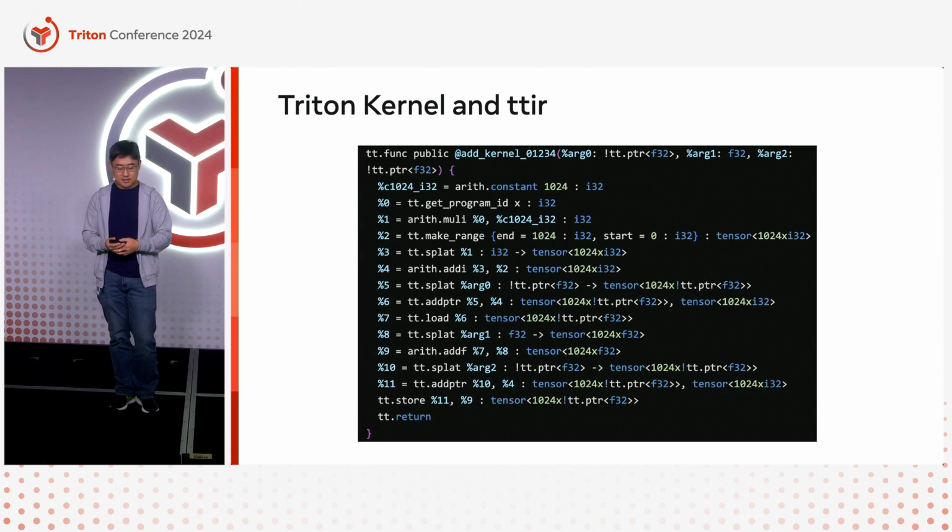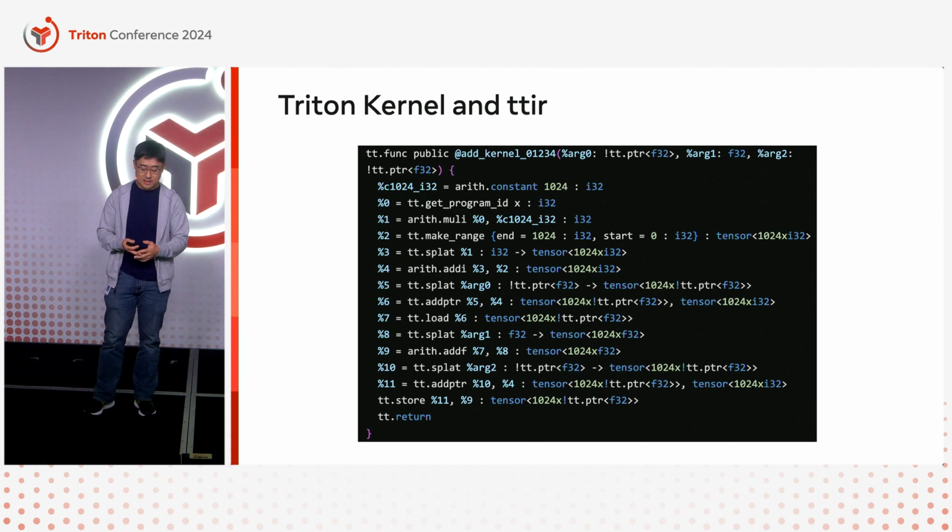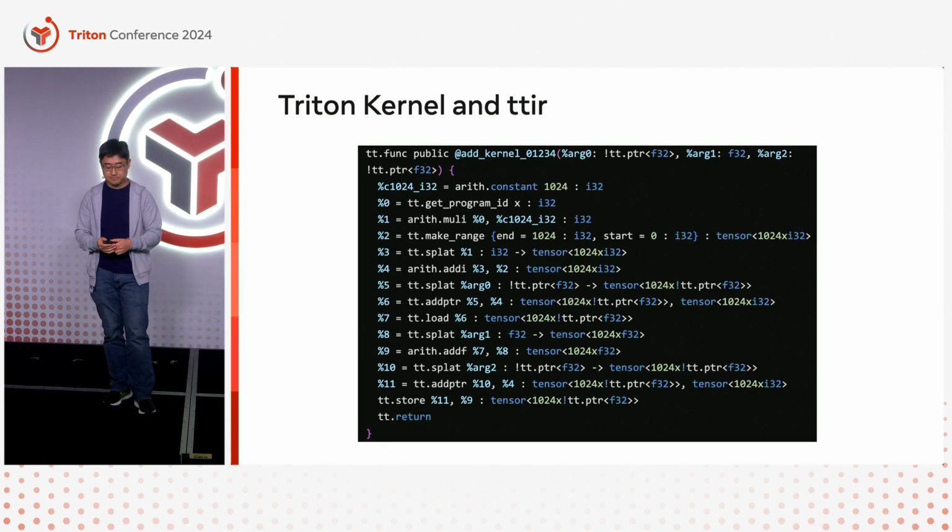You can see this pattern repeats itself in calculating the actual tensor of pointers. We are splatting arg0, or x pointer, to create another 1024 tensor of pointers, and we're using tt.addptr to calculate the per element address. In calculating %7, we perform tt.load to actually perform the memory load. Then you can see the pattern happens yet again, where we splat arg1, which is our scalar value, into a tensor of 1024, and we use arith.addf to actually perform the arithmetic operation.